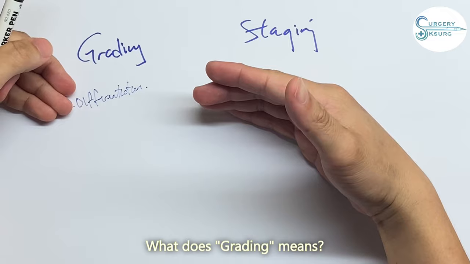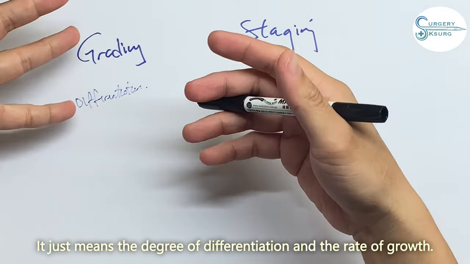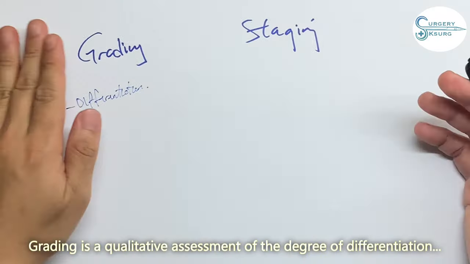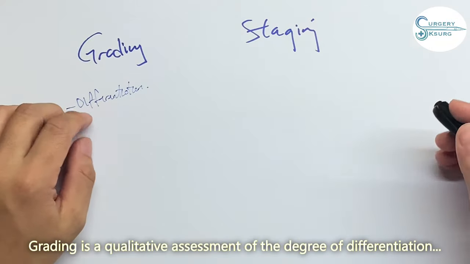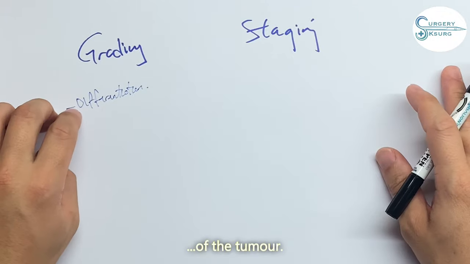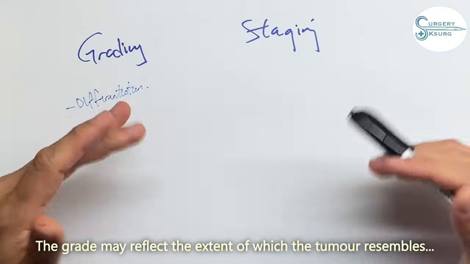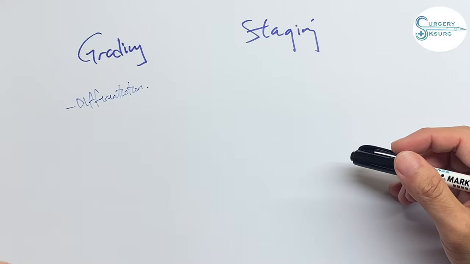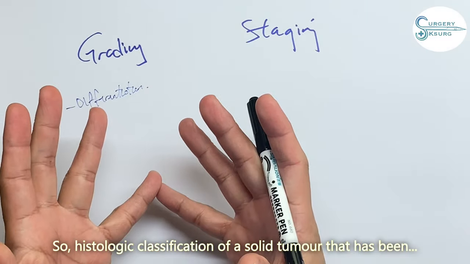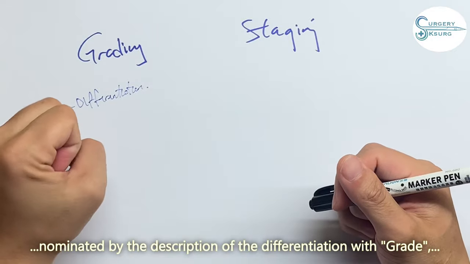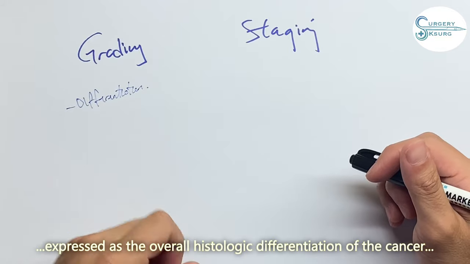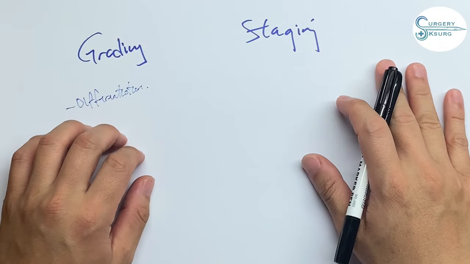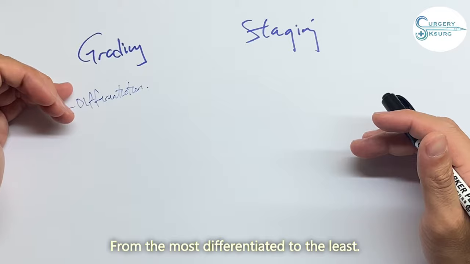What does grading mean? It just means the degree of differentiation and the rate of growth. Grading is a qualitative assessment of the degree of differentiation of the tumor. The grade may reflect the extent to which the tumor resembles a normal tissue at that site. So, histologic stratification of the solid tumor has been dominated by the description of differentiation, with grade expressed as the overall histologic differentiation of the cancer in a numerical grade from the most differentiated to the least.